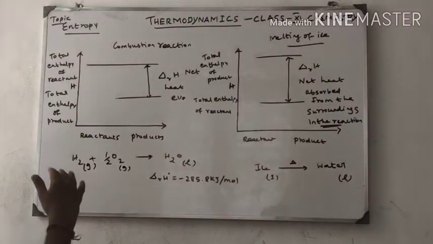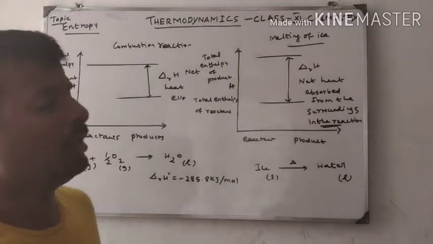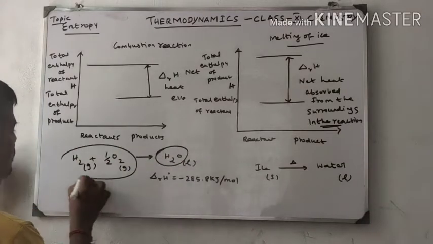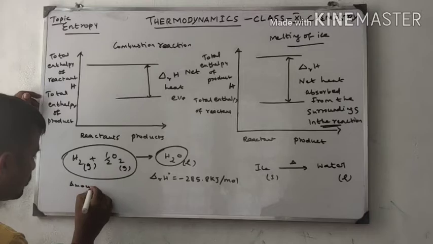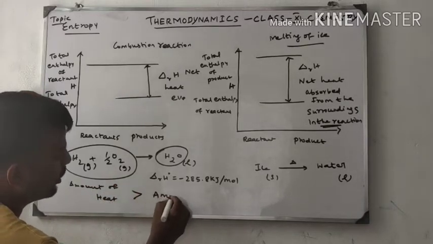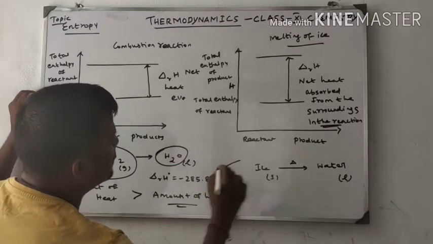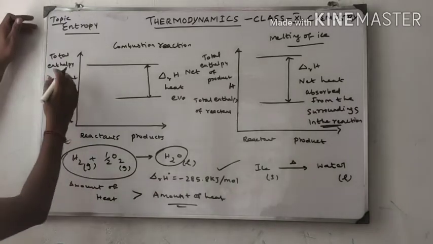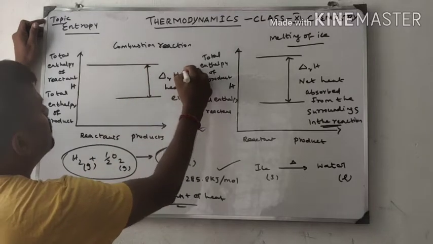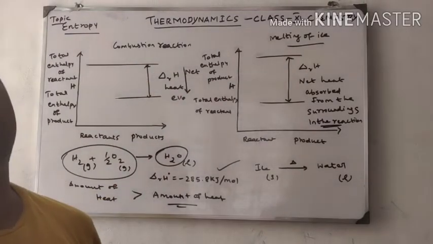Therefore, whenever heat is evolved, the heat present in the reactant decreases and they form product. The amount of heat in the reactant is greater than the amount of heat in the product side, because some amount of heat is evolved to the surrounding. That is why I am writing in this graph that the total enthalpy of the reactant decreases in this process to form product.